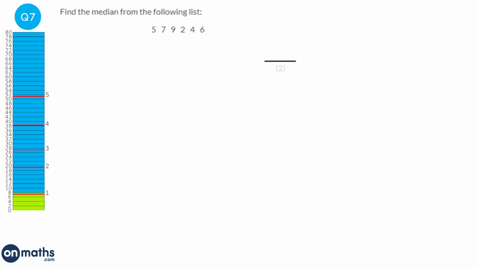Median just means middle, but it's the middle of the ordered list. So the first thing we need to do is put these numbers in order. So we're going to have 2, 4, 5, 6, 7, and 9.